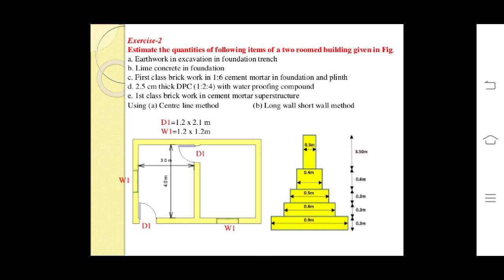The plan shows the rooms having sizes of 4 meter by 3 meter. The room is having doors, one externally provided and one in the partition wall. There are two windows. The foundation details are given as follows.